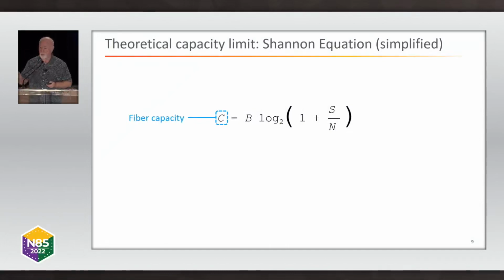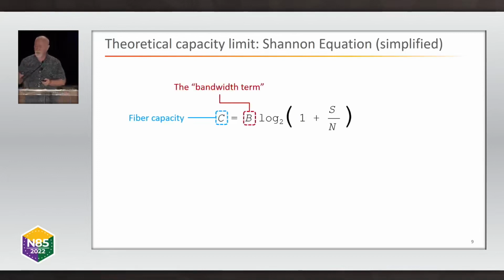Claude Shannon was a researcher at Bell Labs in the late 1940s. So obviously he wasn't working with optical fiber. He was working with wireless and telegraphy, copper cable technology. Optical fiber is a little bit different, but basically it will follow a similar trajectory.